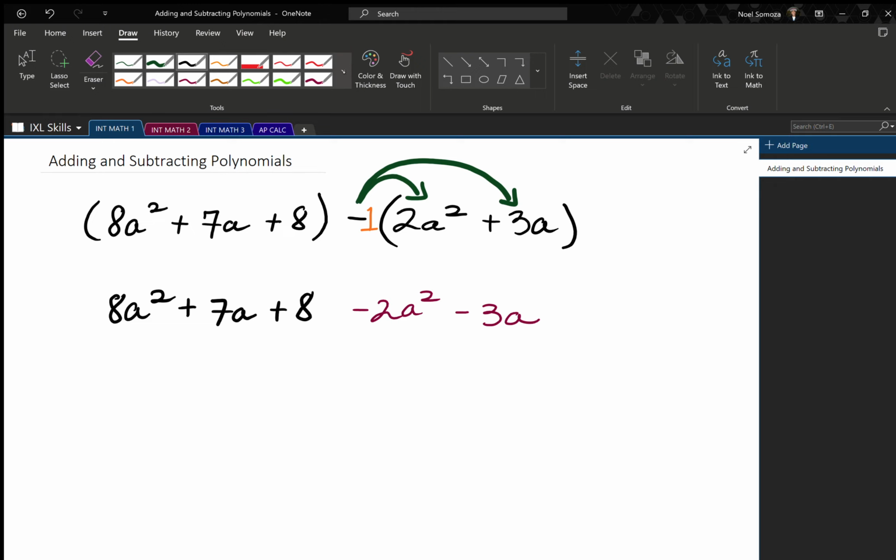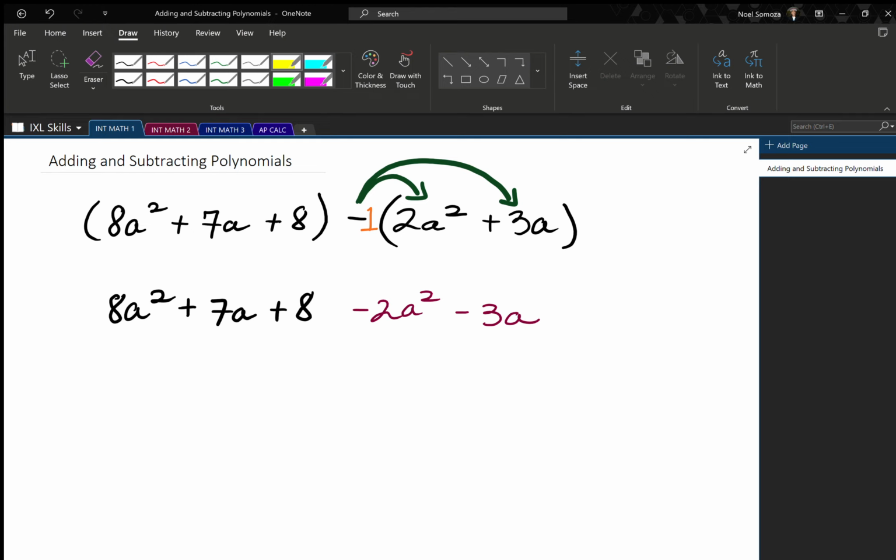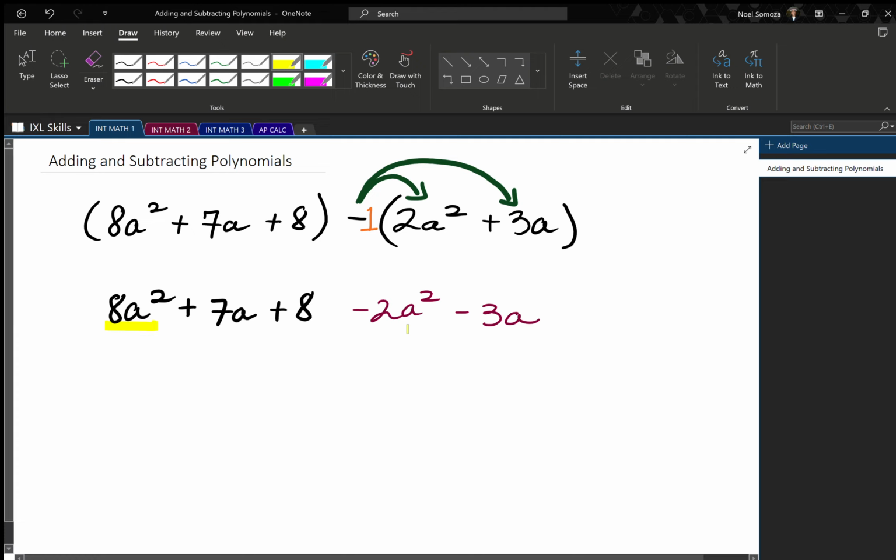So what I need to look for is terms that share the same variable with the same power, right? So I'm basically looking for family members here. So I'm looking for the a squared family members because these are the ones that I will be able to join or combine with each other. So I have 8a squared and negative 2a squared, all right?